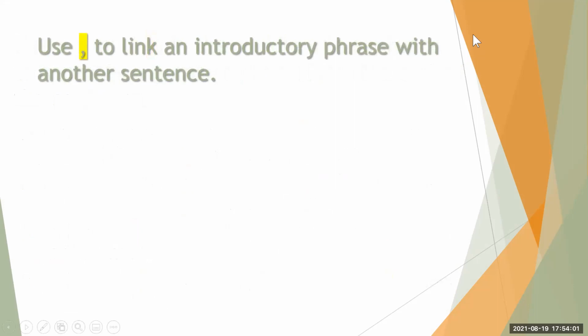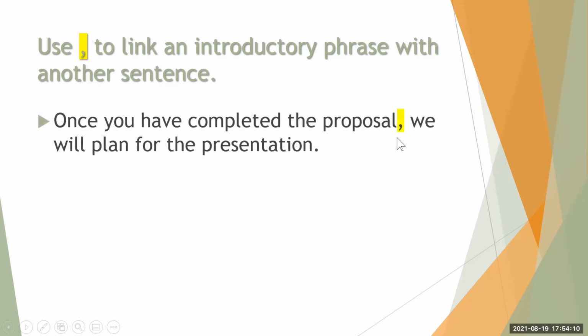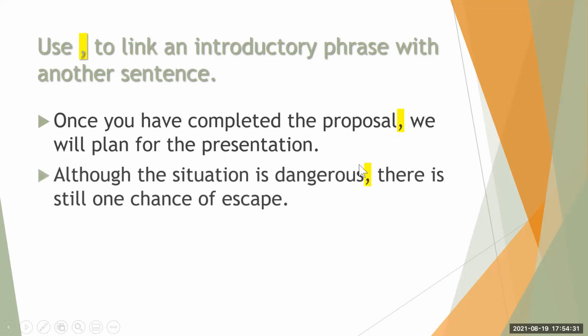What else do you use a comma for? Commonly, we use a comma to link an introductory phrase with another sentence. What do I mean? This is an introductory phrase, and then this is another sentence. We will plan for the presentation. This is one sentence. The introductory phrase is, once you have completed the proposal, we will plan for the presentation. So we know that you have to complete the proposal first, and then we will plan for the presentation. So there's your comma. Although the situation is dangerous, comma, there is still one chance of escape. This sentence stands alone. There is still one chance of escape, but you're adding the additional information that although the situation is dangerous, there is still one chance of escape.